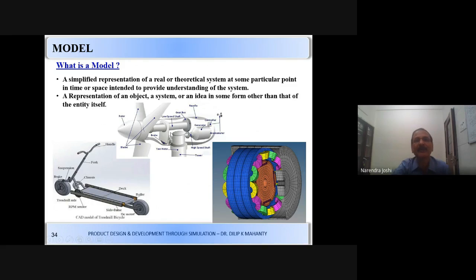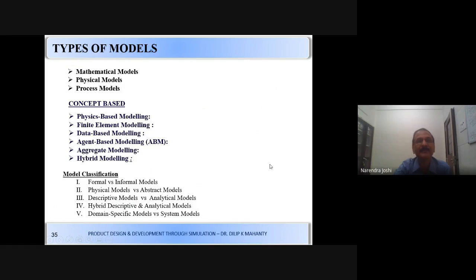We talk about the turbine, the treadmill, the bicycle, or the bearing. These are the different models of different things, in CAD and CAE environments. Different types of models: mathematical, physical, process. We have discussed this in our first talk, but just briefly touching on it. And again, based on concept, it can be physics-based modeling, entitlement modeling, database modeling, agent-based modeling, aggregate modeling. These are all important aspects for understanding the product and simulating the product to the requirement.